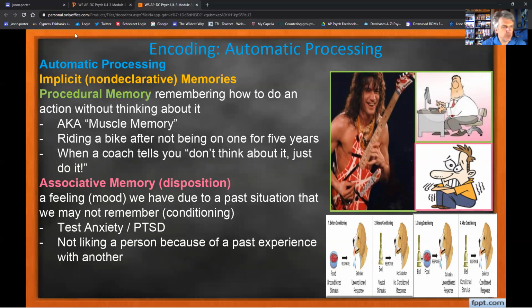You just sort of do it. You first learn to play a guitar, and you've got to sit there and look where all your fingers are. But then after a while, you just play it. You just play. It's more out of feel and everything else. Again, when your coach tells you don't think about it, just do it. Moods can come with this as well.